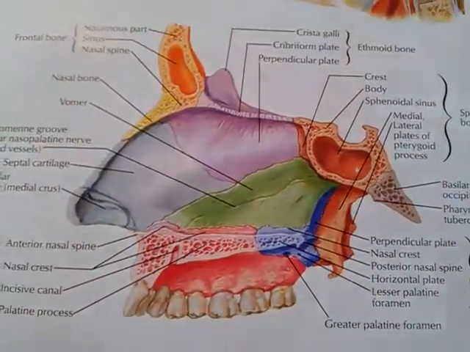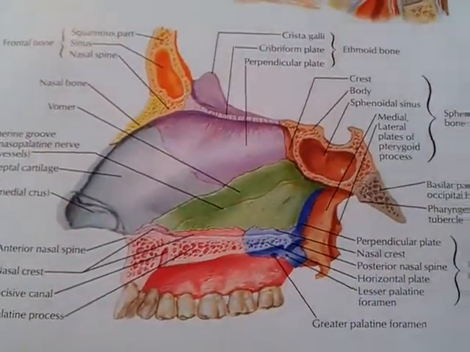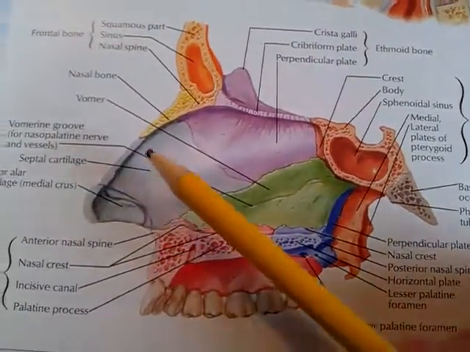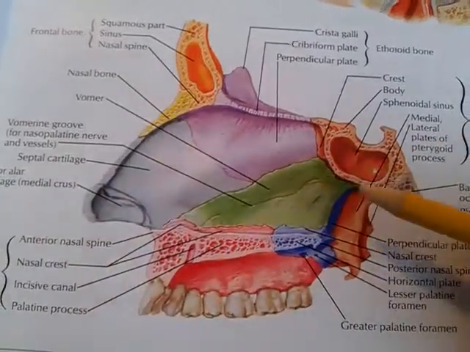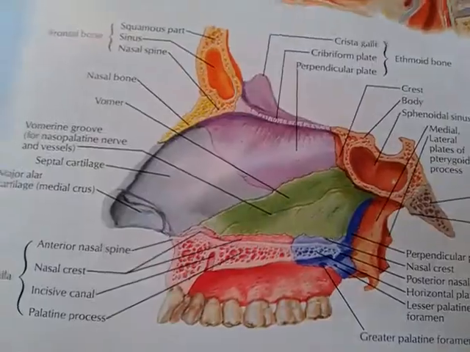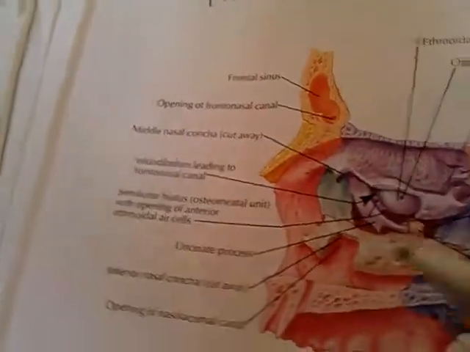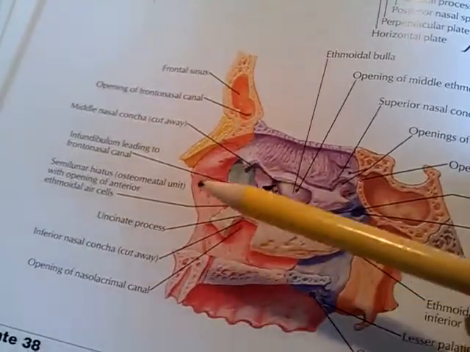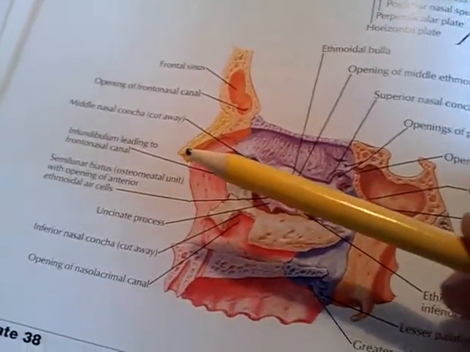Question 10. Bony nasal cavity. The nasal cavity goes from the anterior nasal aperture to the posterior nasal aperture. The borders of the anterior nasal aperture are the maxilla and the nasal bones.